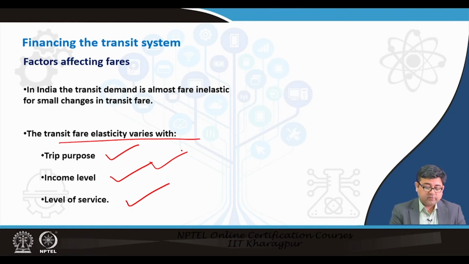Of course, income level we have already discussed, and there is the level of service that is offered by the buses or the metro. If you buy a bus ticket and you are assured a seat, for example, research shows you will be willing to pay more for that kind of ticket. Whereas if you are not assured a seat, and if a seat is available you can sit, otherwise you have to travel standing, then you may not be willing to pay higher. So, that is called the level of service that is offered.